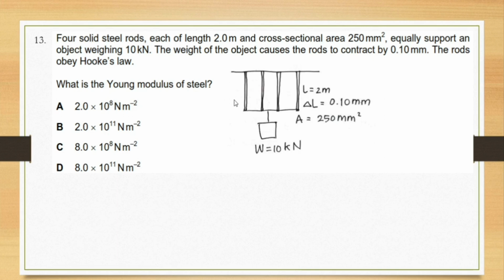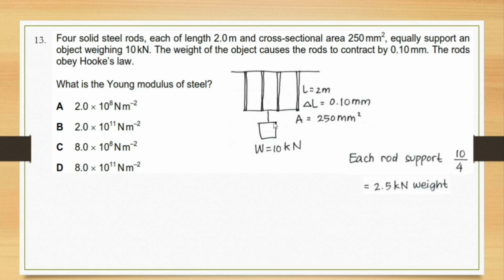Number 13, four solid steel rods, each of length 2 meters and cross-sectional area 250 millimeters squared, equally support an object weighing 10 kilonewtons. The weight of the object causes the rods to contract by 0.1 millimeter. The rods obey Hooke's law. What is the Young modulus of steel?